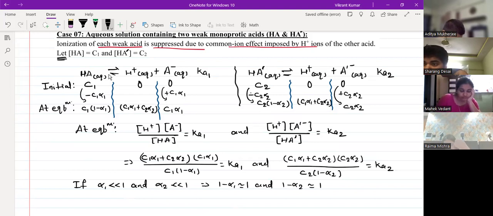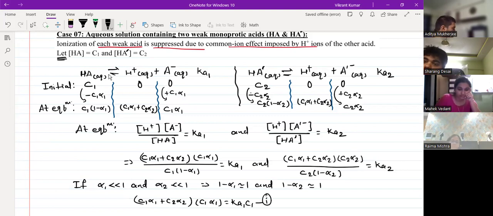अब ऐसा करने से equation क्या हो जाएगा ना, will be getting C1 alpha 1 plus C2 alpha 2 into C1 alpha 1 will become K1 C1, है ना, 1 minus alpha 1 तो हटा दिया, तो I am calling this one as equation 1. And दूसरा equation क्या बनेगा, C1 alpha 1 plus C2 alpha 2 into C2 alpha 2 is equal to K2 C2 बनेगा. This I am calling as equation number 2.